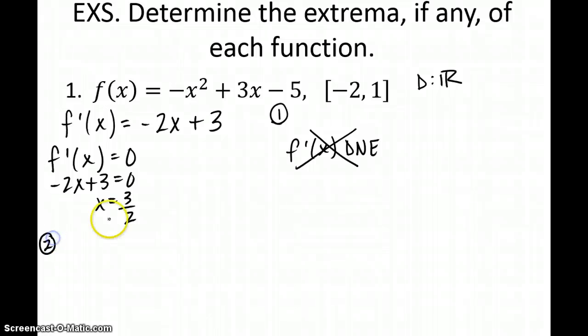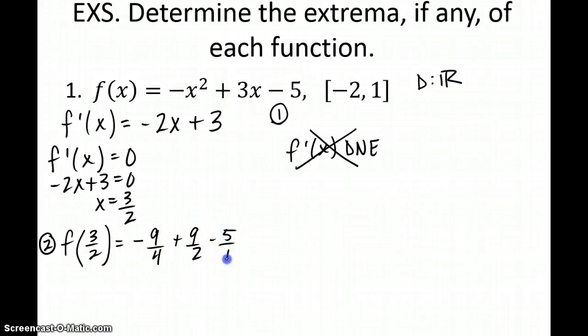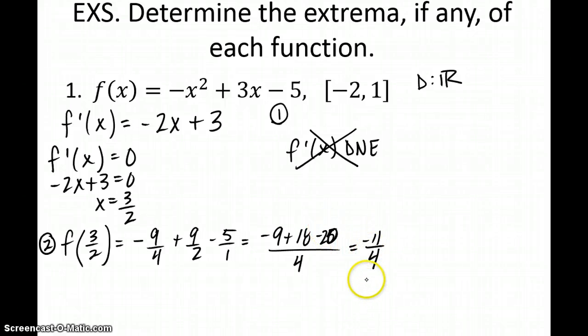Alright, second step, evaluate the function at the critical values. So take that critical value, plug it back into the original. So negative 9/4 plus 9/2 minus 5. So common denominator of 4, negative 9 plus 18 minus 5, or excuse me, minus 20. 9 minus 20, so that would be negative 11/4.